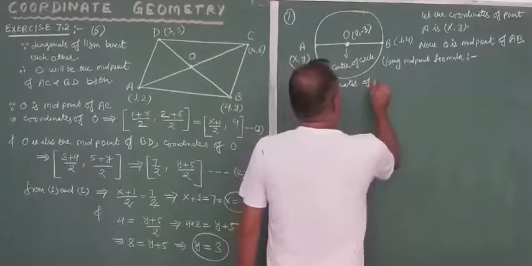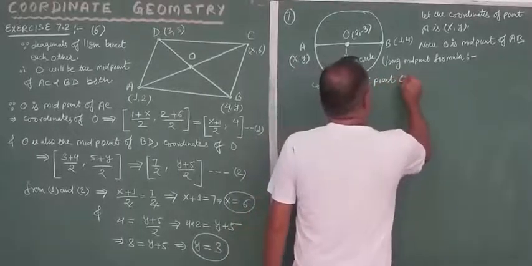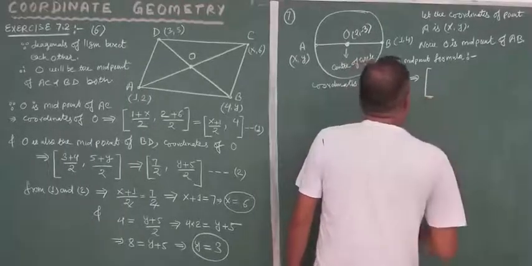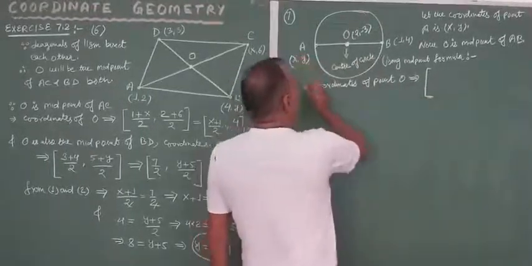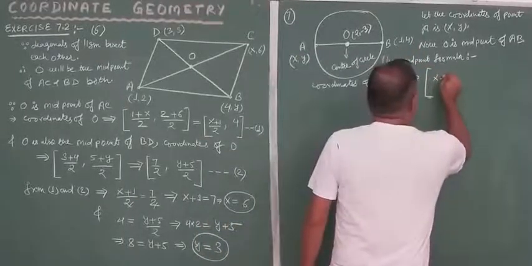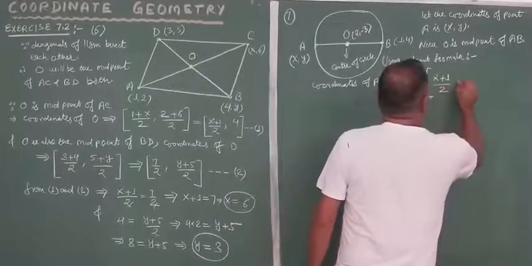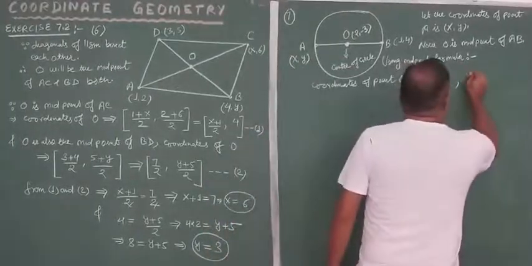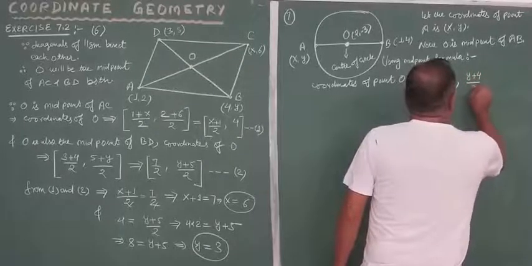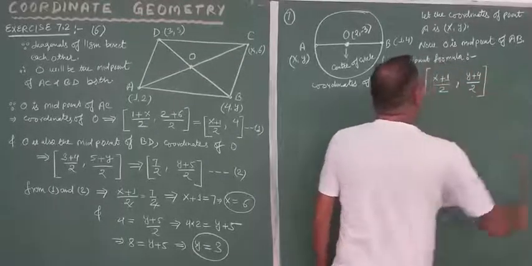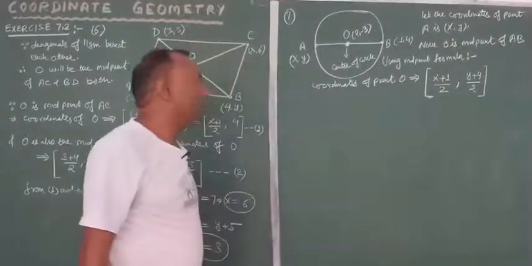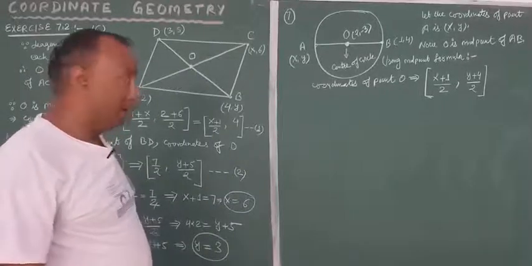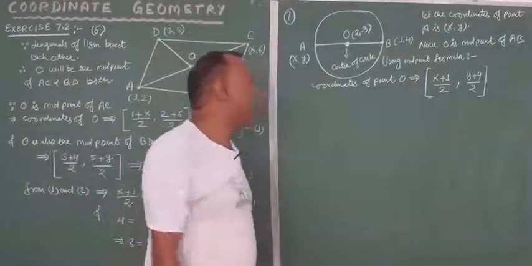Coordinates of point O will be (x1 plus x2) upon 2. x1 is x plus 1 upon 2, and (y1 plus y2) upon 2, that is y plus 4 upon 2. Is it there? What will the coordinates of point O be? x plus 1 upon 2 and y plus 4 upon 2. So we will find this with the help of midpoint formula.